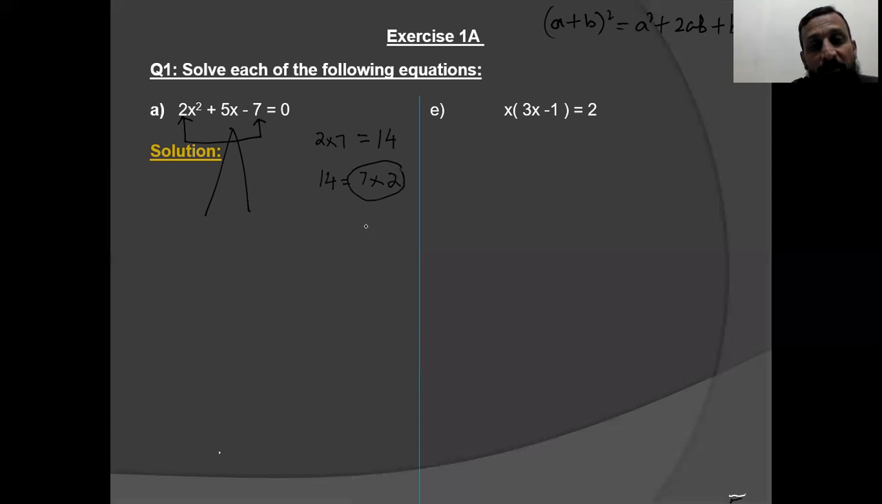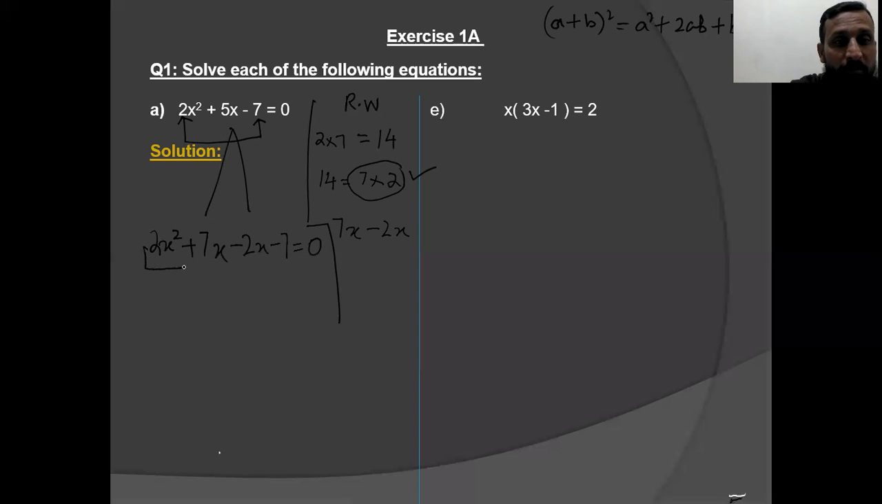So we'll split this 5x such that 7x minus 2x. Where do I get this 7 and 2? By these factors. So 2x squared plus 7x and minus 2x minus 7 is equal to 0. This is all rough working, all right, boys and girls. So now we see that we have 4 terms. Previously we were having 3 terms. What we did, we split up the middle term. We break it into 2 parts, 7x minus 2x.